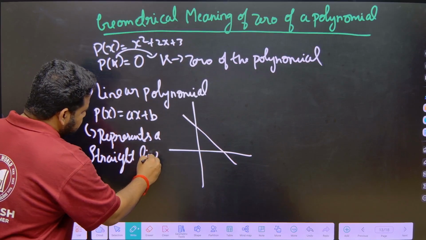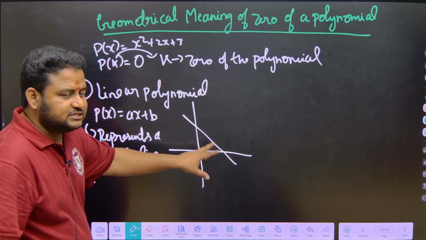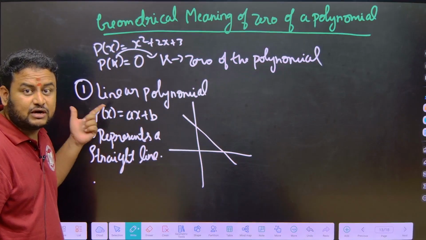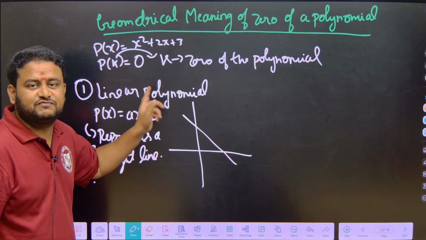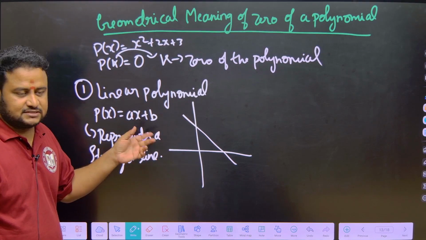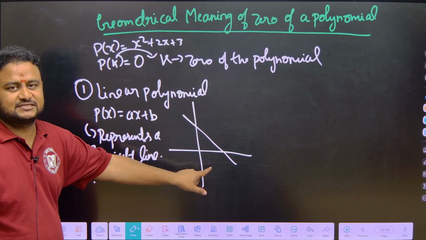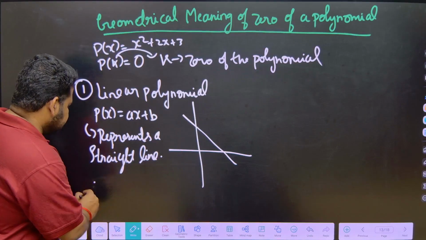And you have to focus on at how many points it is touching the x axis. Why x axis? Because it is a polynomial in x. If I had given a polynomial in y, you have to focus on the y axis. Since it is a polynomial in x, you have to focus on how many times it is touching the x axis. Here it is touching the x axis only one time.